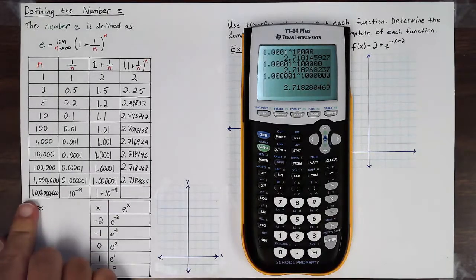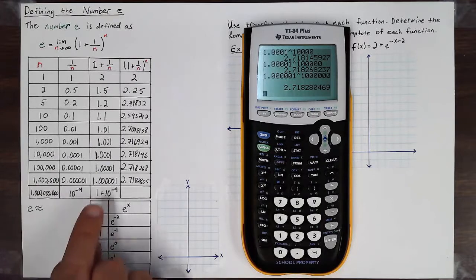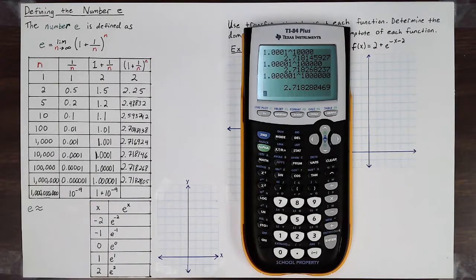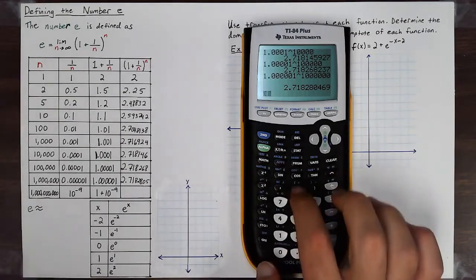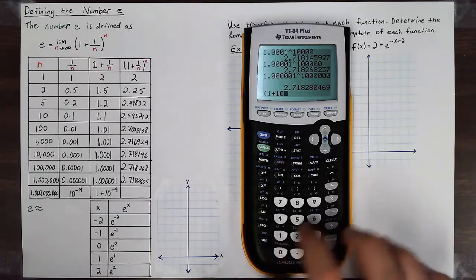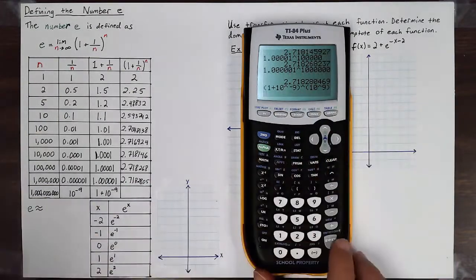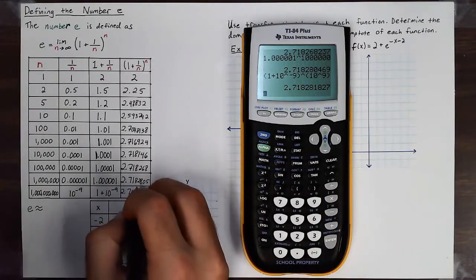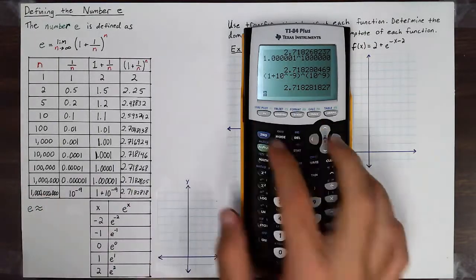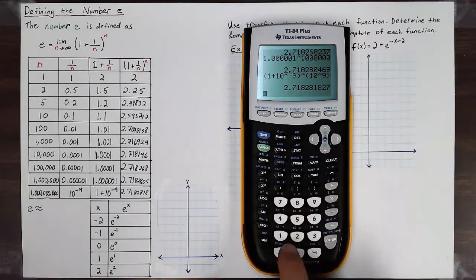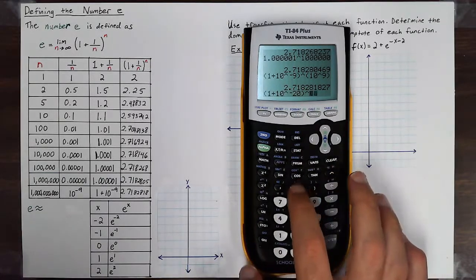And then I'll put 1 billion in for n, which is a gigantic number. 1 over n would be 10 to the negative 9th, with a lot of those zeros. So I could plug in 1 plus 10 to the negative ninth power, raised to the 10 to the ninth power, 10 to the ninth being that 1 billion, which gives me 2.718218. And if I were to put in even bigger powers, like 10 to the 20th, so 10 to the negative 20th raised to the 10 to the 20th power.